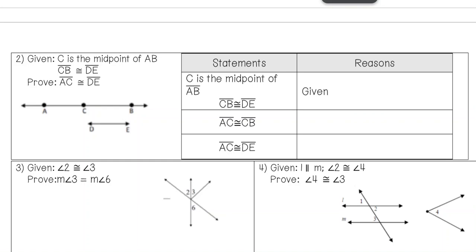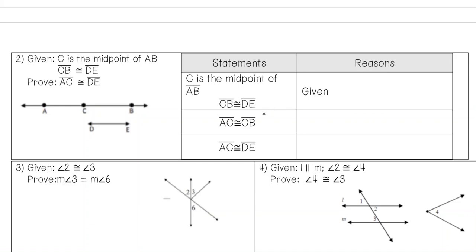In proof number 2, it is given that C is the midpoint of AB. The segment CD is congruent to the segment DE. We're being asked to prove that the segment AC is also congruent to the segment DE. So over on the right, you can see the two columns of the proof, and we have our given information already stated in there for us.